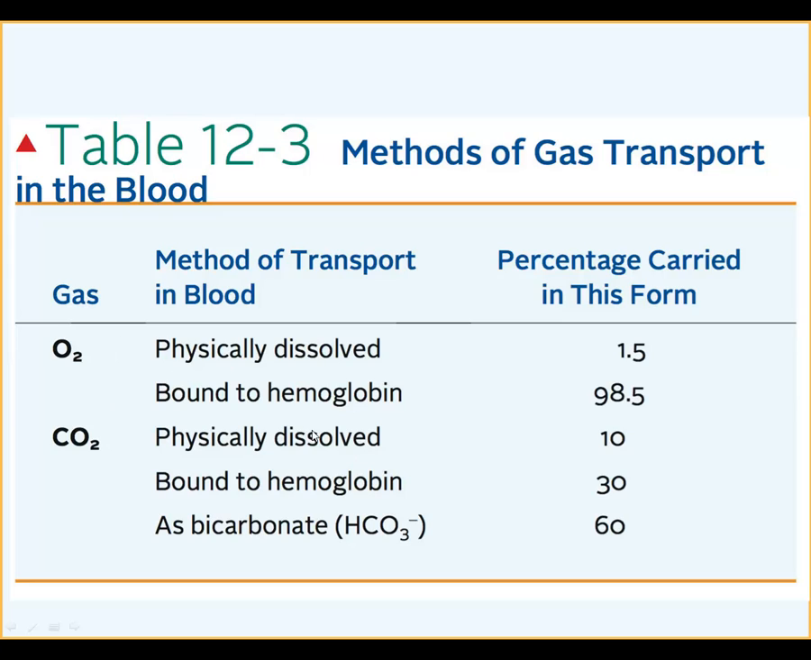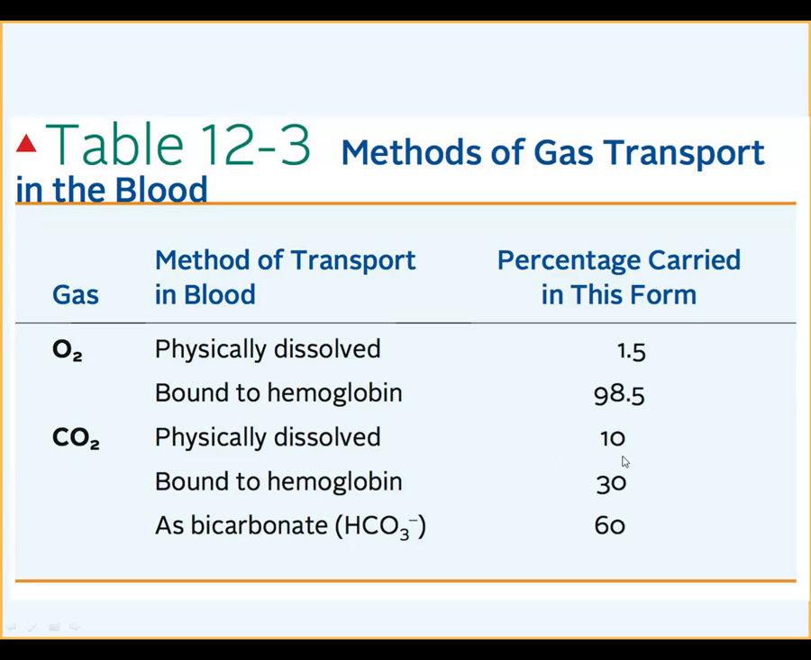Very little oxygen is physically dissolved, and 98.5% of it is bound to hemoglobin to form what we call oxyhemoglobin. This is very important, but it's also important to realize it's only the 1.5% that contributes to the partial pressure. The 98.5% does not contribute to the partial pressure. Sounds good? So let's go to carbon dioxide then.